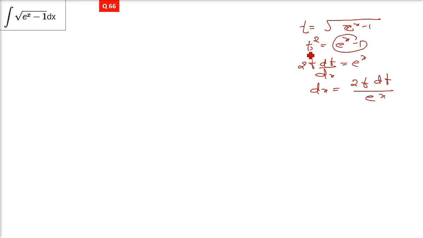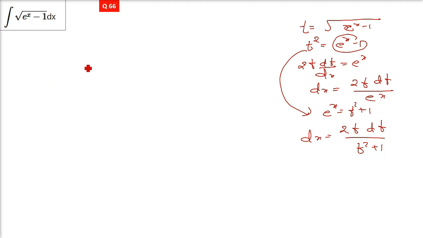t square is e raise x minus 1. So this e raise x will be t square plus 1. We'll put it here. dx will be equal to 2t dt divided by what? It's e raise x. e raise x is t square plus 1.